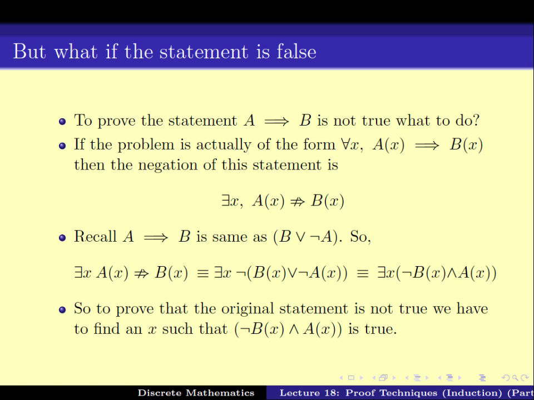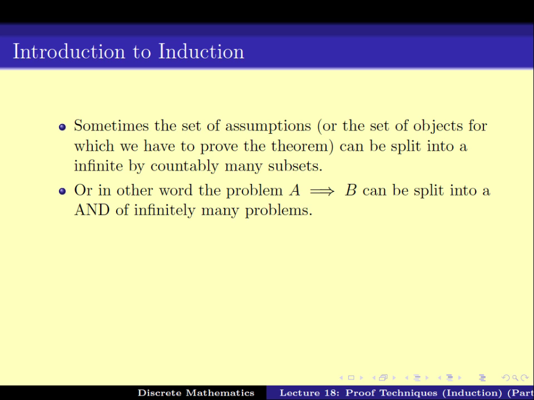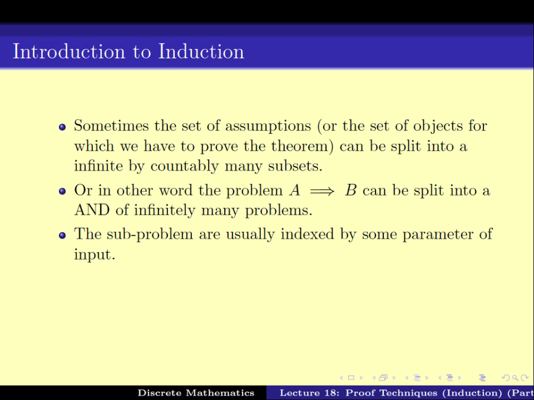Other than this set of proofs, we also looked at the proof by induction, and that's what we have been doing for the last week. The idea is to again split up the problem into smaller problems, but here we split up the assumptions, or the set of situations in which we have to prove the theorem, into a possibly infinite number of subsets. In other words, A implies B gets split up into infinitely many problems.